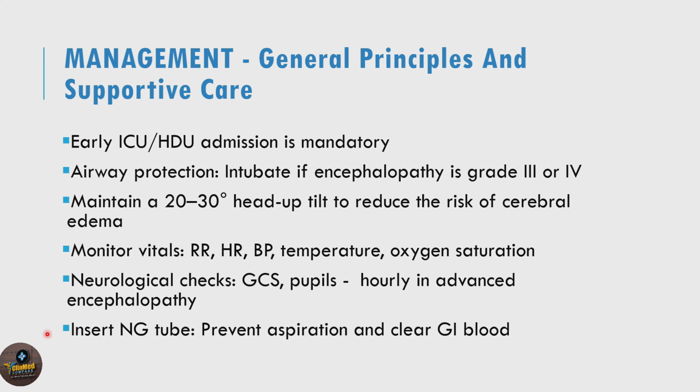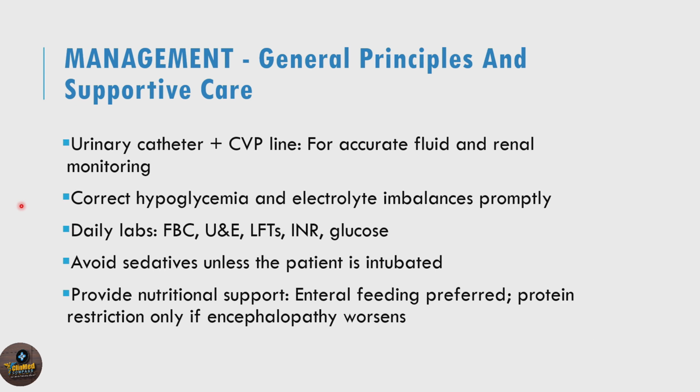Insert a nasogastric tube to prevent aspiration and to clear gastrointestinal blood. Further supportive care includes inserting a urinary catheter and central venous line to monitor fluid status and renal perfusion. Correct hypoglycemia and electrolyte disturbances. Order daily lab tests: full blood count, electrolytes, urea, creatinine, liver function tests, INR, and glucose. Avoid sedatives unless the patient is intubated.